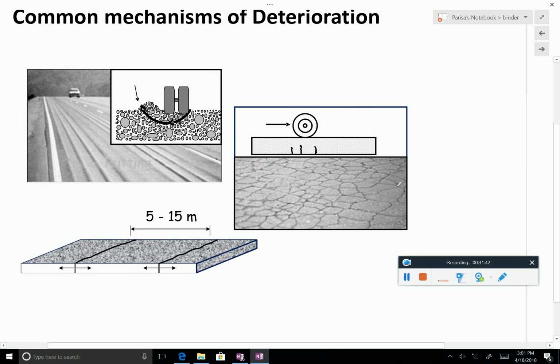Now, just to make sure you remember these three terms, try to write down which one is in this figure. I will show you.